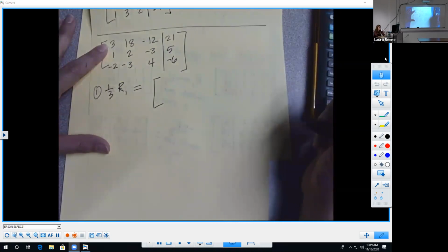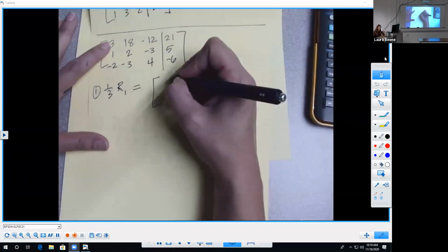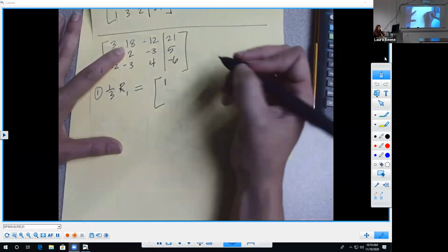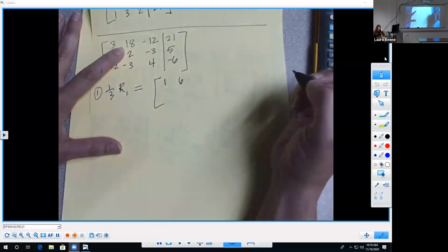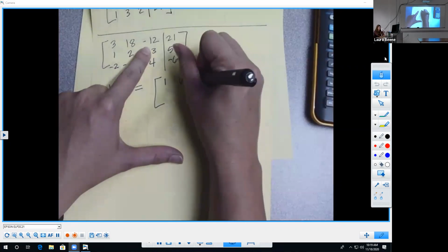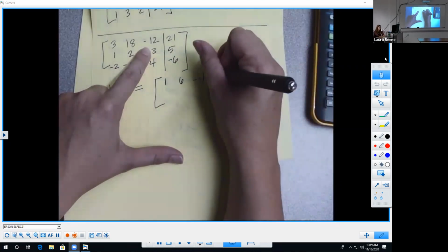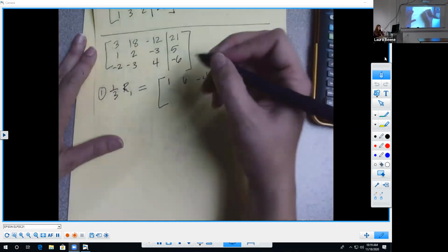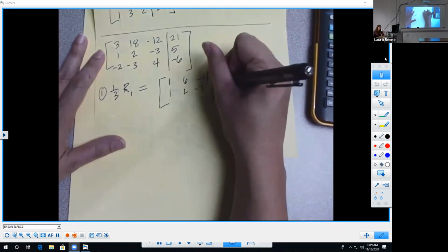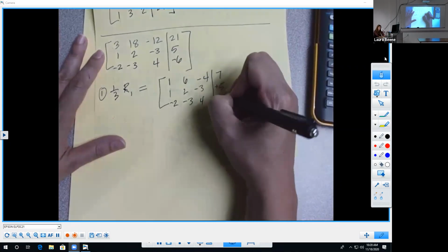Okay. So our new matrix here, if I divided row 1 by 3, I would get 3 divided by 3 is 1. 18 divided by 3 is 6. -12 divided by 3 is -4. And 21 divided by 3 is 7. Everything else stays exactly the same. -2, -3, 4, -6.